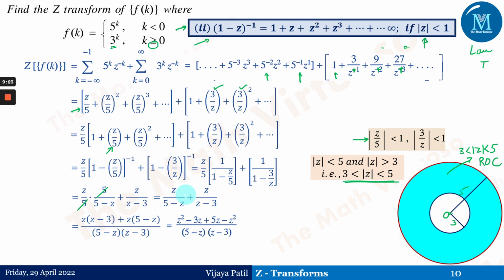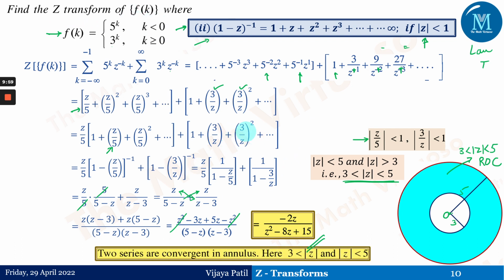Again, we cross multiply, taking the LCM, and we get z into z minus 3 plus z into 5 minus z upon this, which gives us this type of series. The z square minus z square will go off from here. We will remain with minus 3z plus 5z, which is minus of 2z upon z square minus 8z plus 15 as the z transform for this particular sequence f of k. So this is what we have to solve: find the z transform of the sequence f of k in this case.